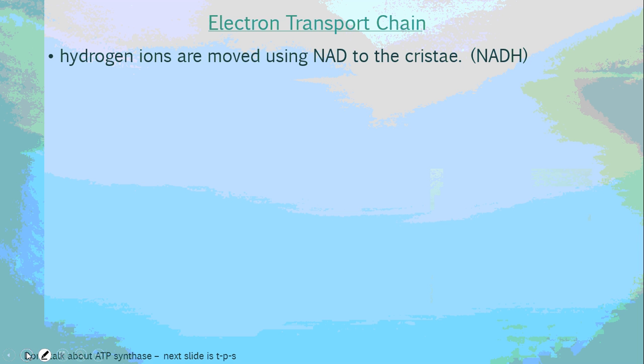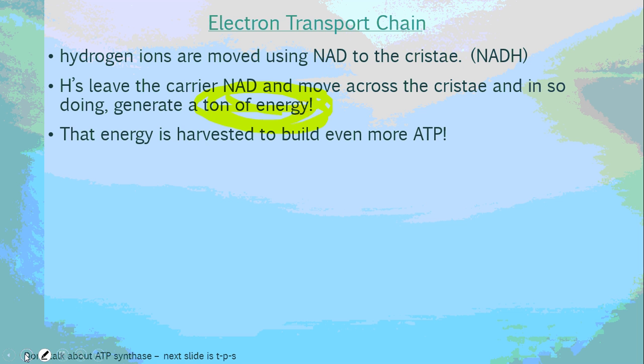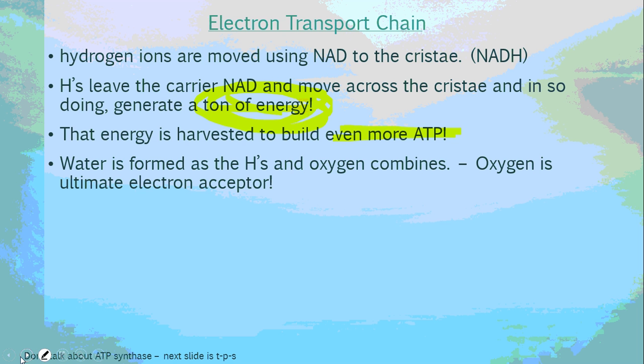In the electron transport chain, hydrogen ions are moved using NADH to the cristae. What happens here is that the hydrogens then leave the carrier and move across the cristae, and in so doing generate a ton of energy. This is where most of our energy is made for this process. The energy is harvested and builds even more ATP. This is really the place where we get the majority of the energy for this process.